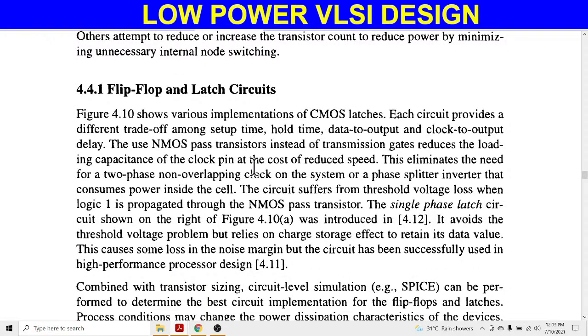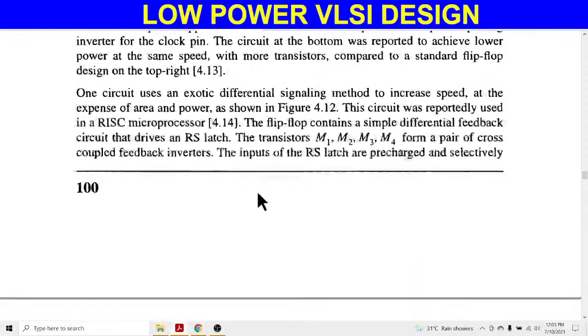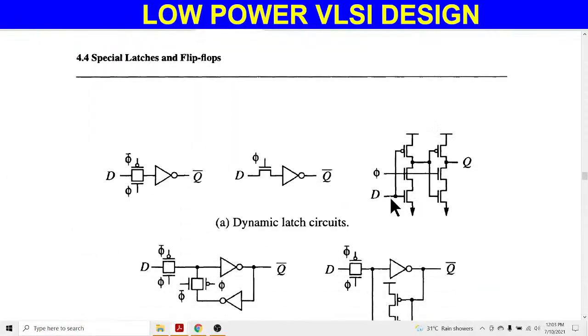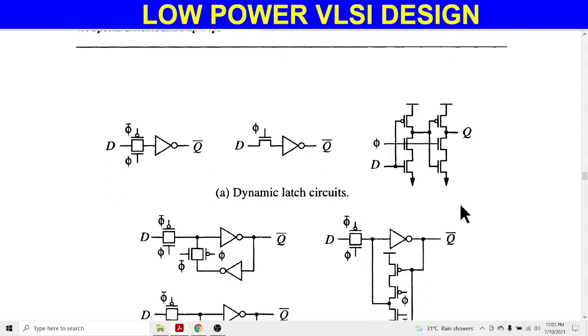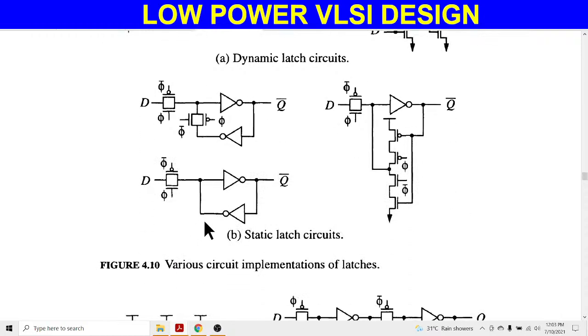Okay, so some circuits are mentioned here. These circuits are nothing but some modifications we have made to minimize the power dissipation in any flip-flop. These are some examples of latches. These three circuits are examples of dynamic latches. This one is a static latch.